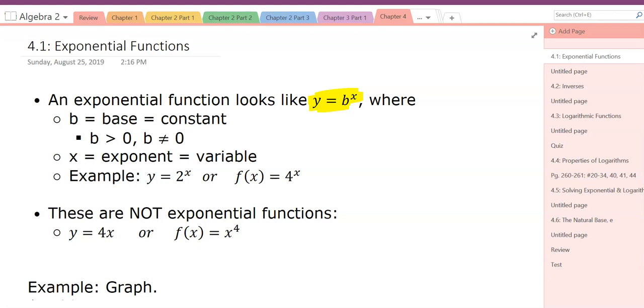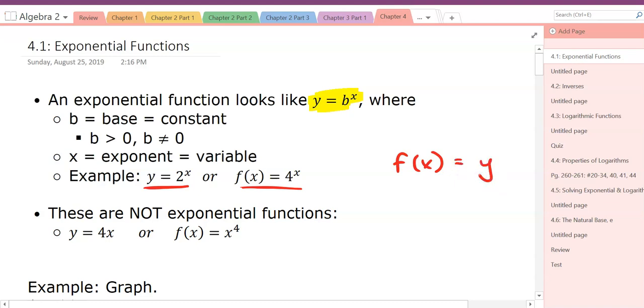So a couple examples they have down here are y equals 2 to the x power, f of x equals 4 to the x power. Remember, f of x and y mean the same thing. Okay, f of x is just function notation when you're talking about a function, but you can always replace it with y, especially when you're making graphs and you're trying to figure out which one is your x and your y coordinate when you're going to the coordinate plane.